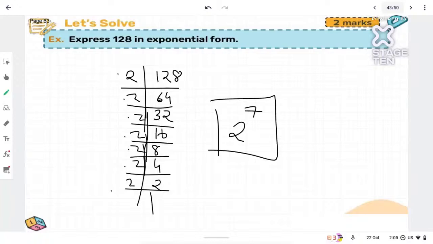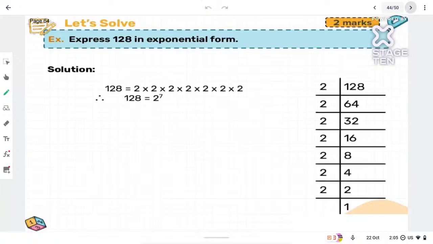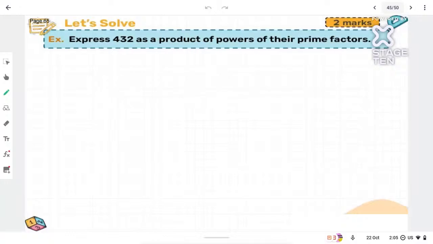So, who gave 2 raised to 7? Nilesh gave the right answer, that is 2 raised to 7. Yeah. 2 raised to 7 is the right answer over here. That is 128. All right. Look over here. You have to prime factorize it, and you will get the answer. All right. Let's move towards the next question.